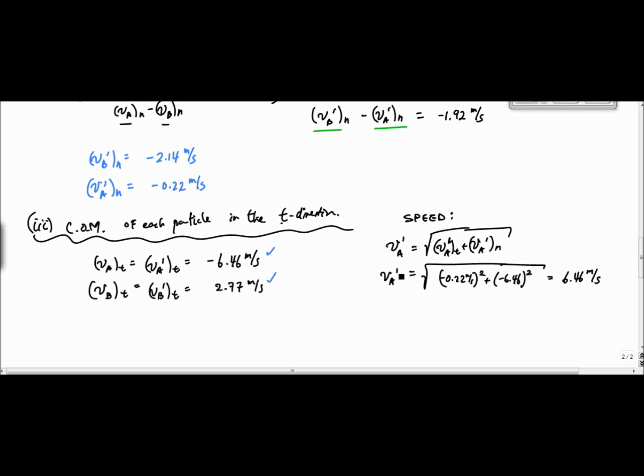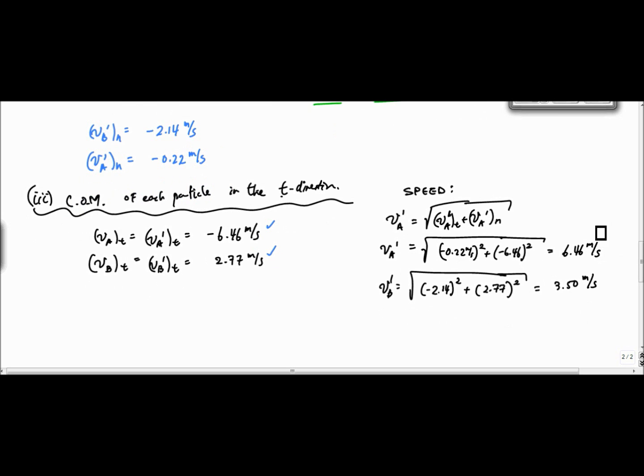6.47 maybe, if I carried more significant figures. And then for VB prime, again the square root of sum of squares of minus 2.14 meters per second squared plus 2.77 meters per second squared is equal to 3.50 meters per second. So we've got now the speed.